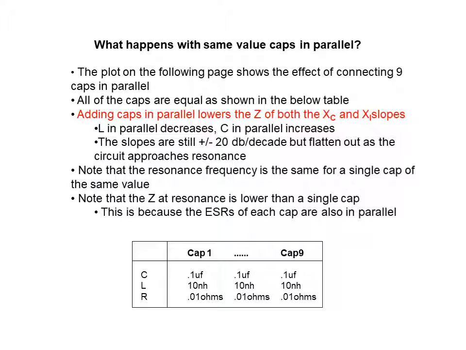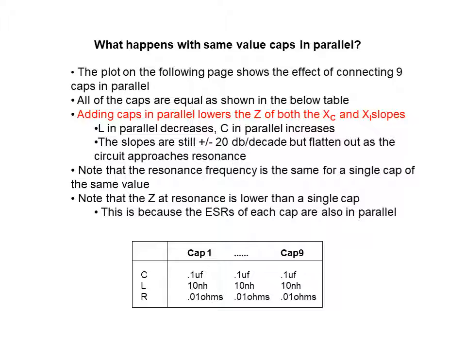Now, by adding these capacitors in parallel, it will lower the impedance of both the capacitive reactance and the inductive reactance slope. This is because inductance in parallel decreases and capacitance in parallel increases. The slopes are still plus or minus 20 dB per decade, but are flattened out as the circuit approaches the resonance.